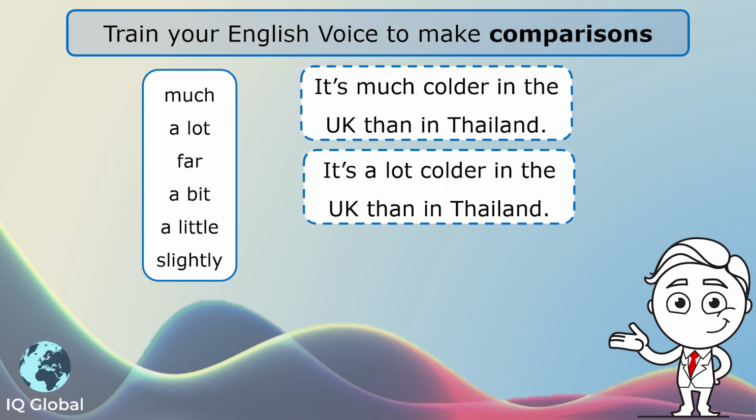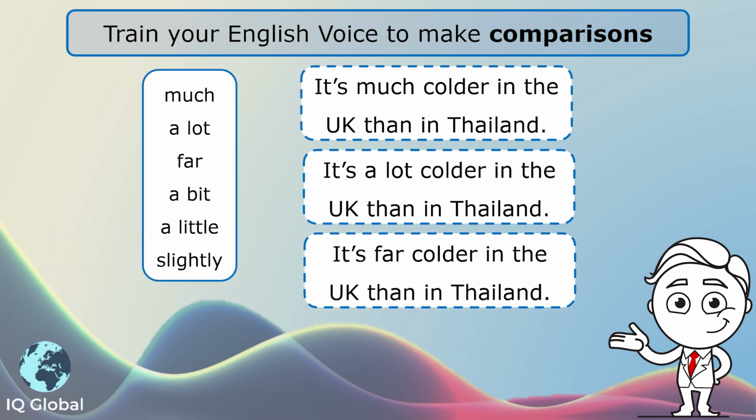Sentence 2. It's a lot colder in the UK than in Thailand. Here I've used the word a lot to emphasize that it is colder. So it is not just colder, it is a lot colder. That sentence has more emphasis. And sentence 3. It's far colder in the UK than in Thailand. So here I am using the word far to emphasize that comparison.